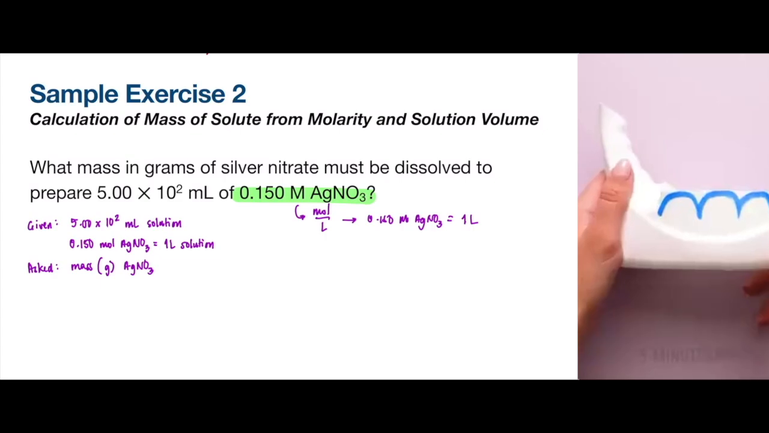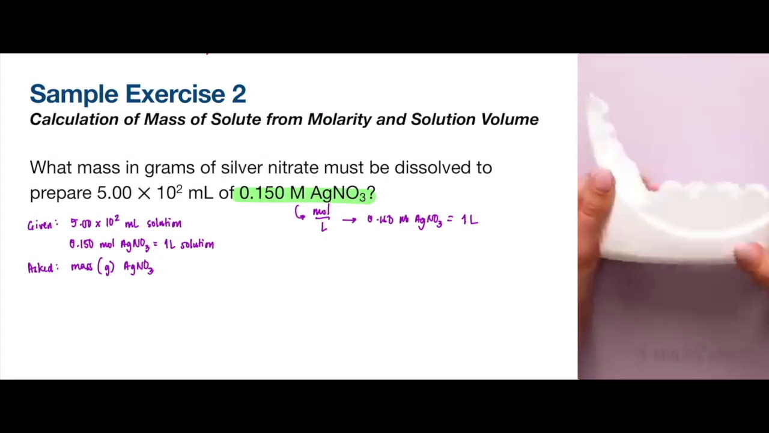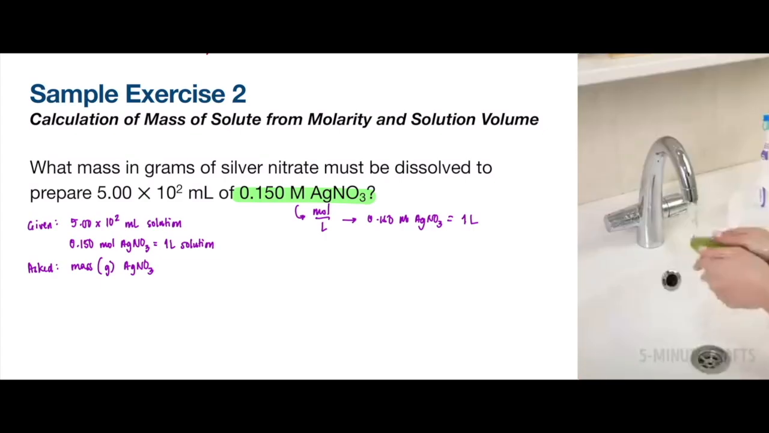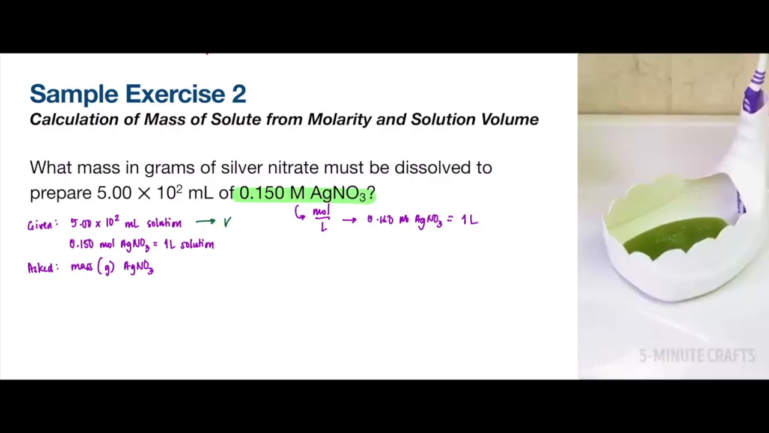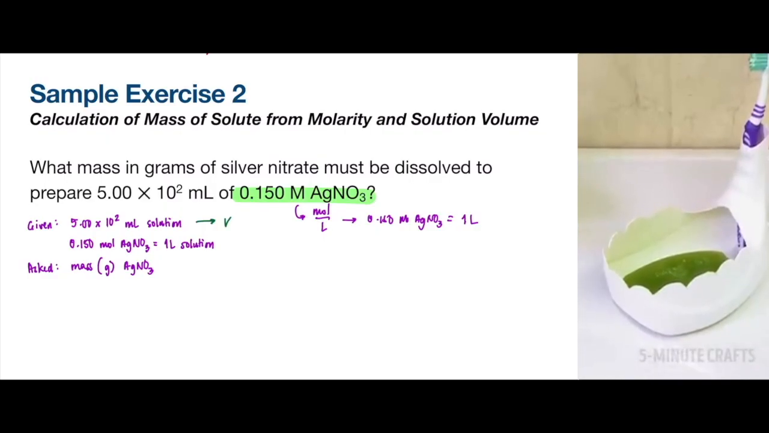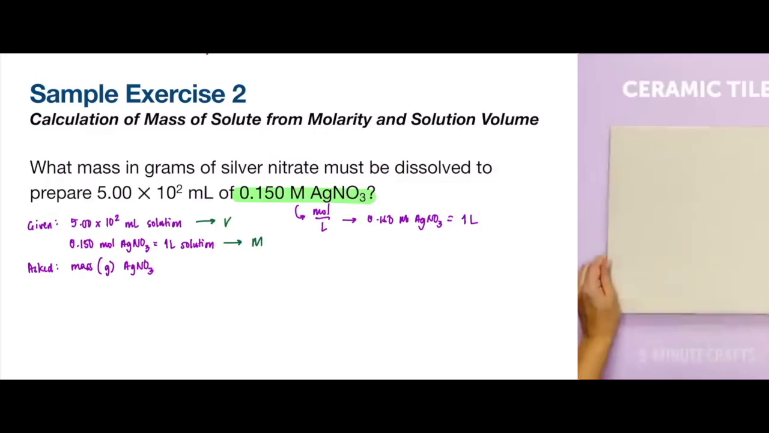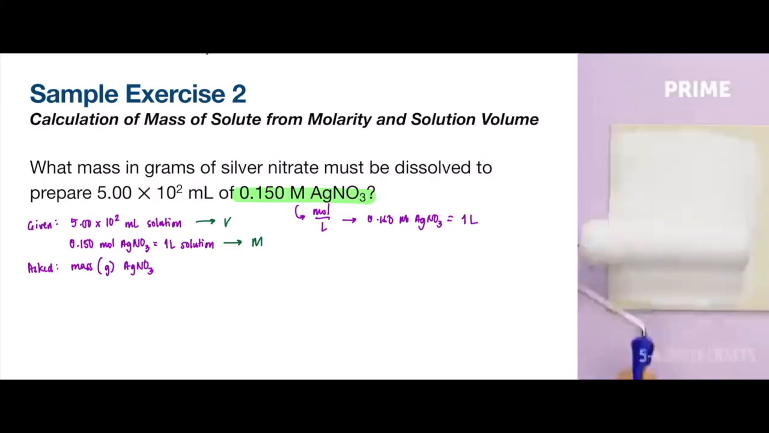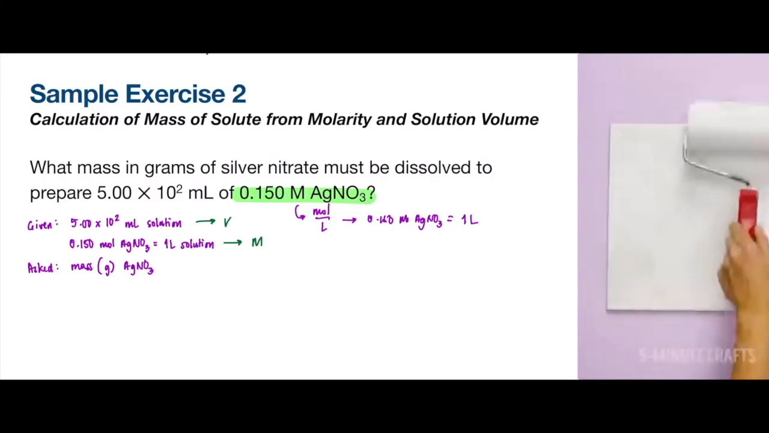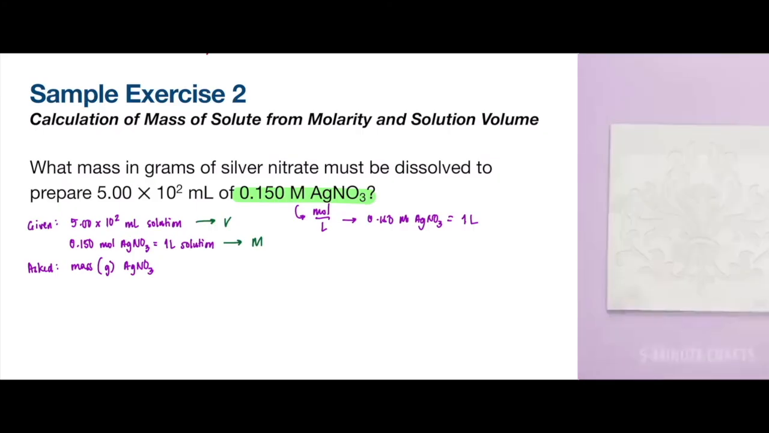So from the problem, we have 5 times 10 raised to 2 ml of solution, which is the volume of the solution, and 0.150 moles of silver nitrate per 1 liter of solution, which is the molarity of the solution, M. And we are asked about the mass in grams of silver nitrate, which is the solute in the solution.